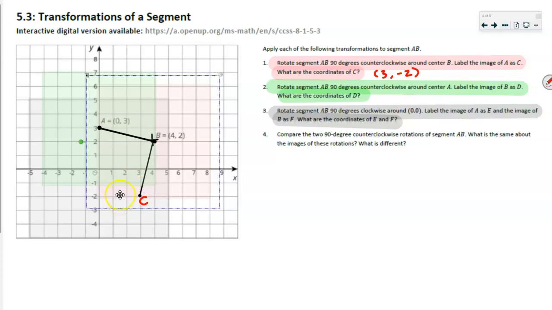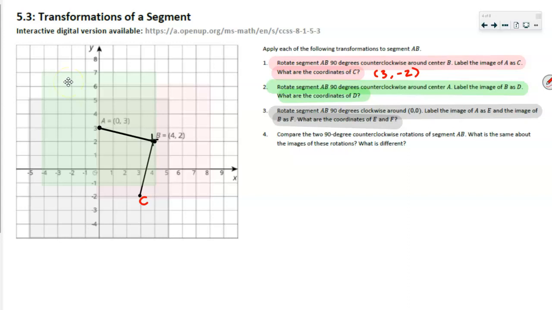Okay. Reset your tracing paper because you've already got AB traced. You guys have this now on your paper below. Now we're going to rotate segment AB 90 degrees counterclockwise around center A. Before you do that, imagine what's going to happen. Where is this segment going to go? It's the exact same segment. We're still rotating 90 degrees counterclockwise. The only difference is the center of rotation. Where's that going to go? Give it a try on your own first before I show on the video.